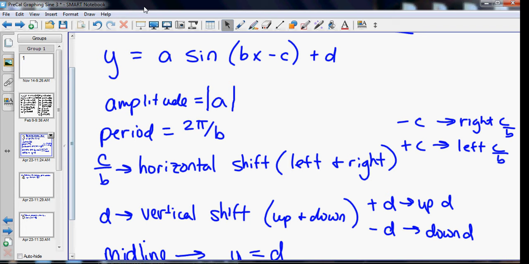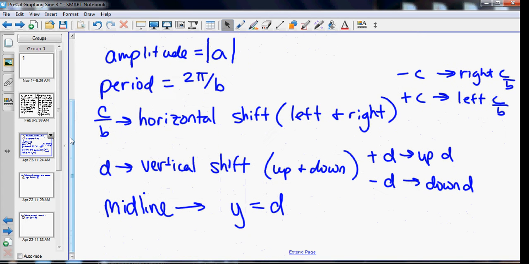And then there's also the midline. We talked about the amplitude being how far above and below the midline we go. Well, we can, with these, actually find out what the midline is. The midline is always horizontal, so it's y equals, and it's y equals d. So if our d is plus 2, then the midline is y equals 2. Or if it's minus 3 at the end, then the midline is negative 3.